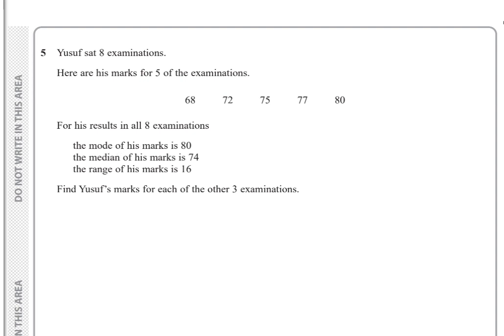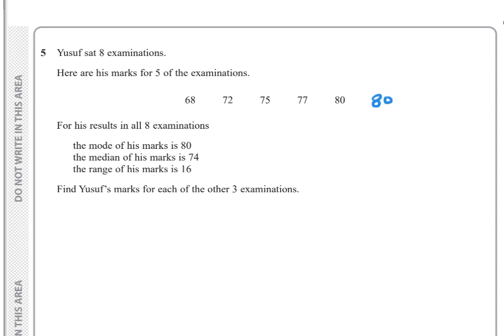First, because the mode is 80, this means 80 appears more than 1 time. We have 80 1 time, so we need to add 1 more. So we can write 80. Now the median of his marks is 74, and we have an even number of marks, so we have 2 at the middle. To find the median, you need to add these 2 values, then divide by 2. Because the median is 74, this means one of them is less than 74 and one is more than 74.